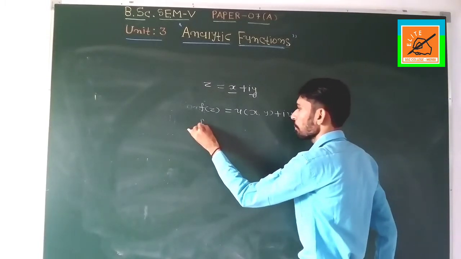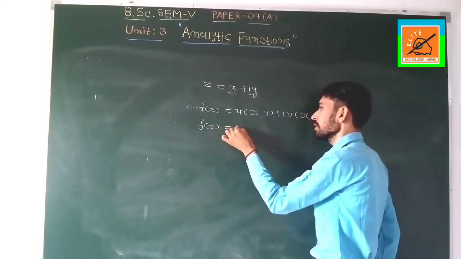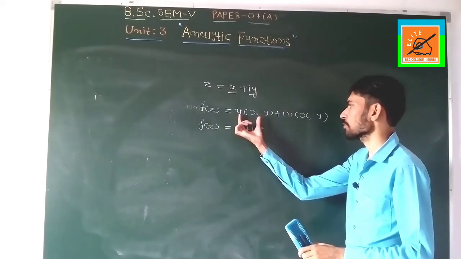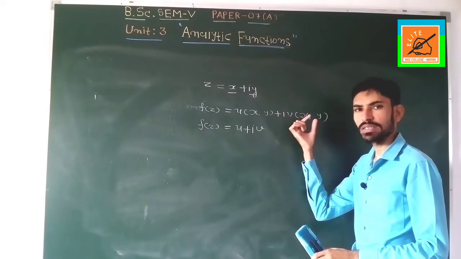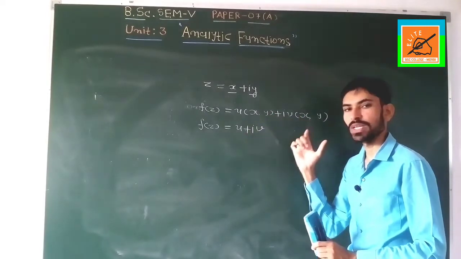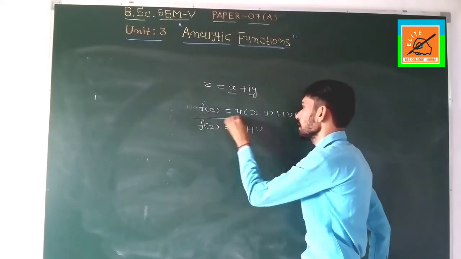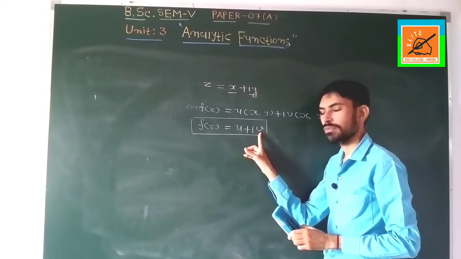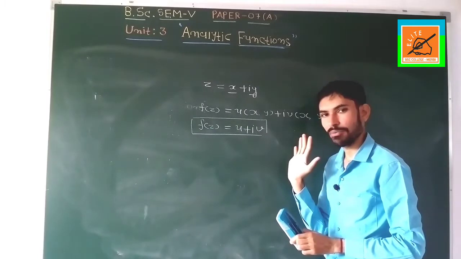Now we denote our complex function f of z as u plus iv. Every time we do not write u of xy plus i v of xy, we just write u plus iv for short. So keep in mind that f of z is equal to u plus iv, where u and v are both functions of the two variables x and y.